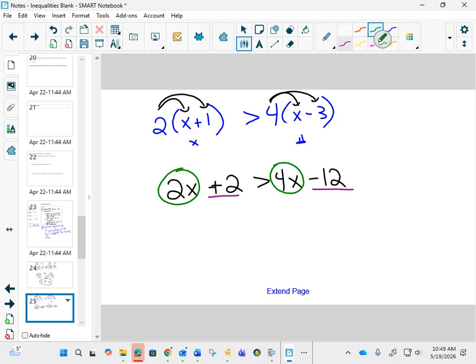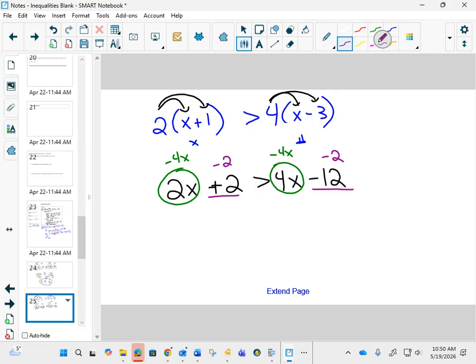So with my green ones, if I want the x's on the left, I have to move this 4x. What's the opposite of adding 4x? Subtracting 4x. That would make this 0, but then I have to subtract 4x on this side. If I'm going to move my numbers to the right side, I need to move this plus 2. What's the opposite of adding 2? Subtracting 2.